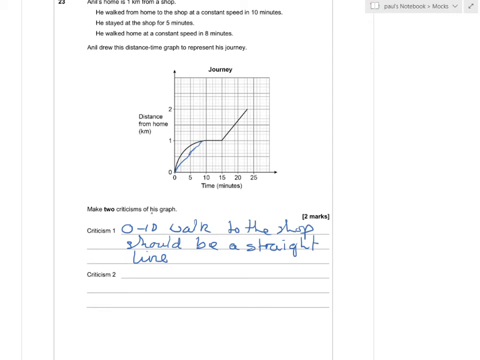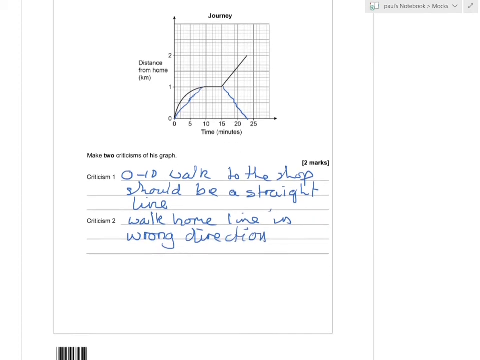Now, what else is wrong with that? And then he walked home. So after he stopped at the shop for a bit, he walked home. So that bit should have gone down there. So walk home, line in wrong direction. The wrong direction.